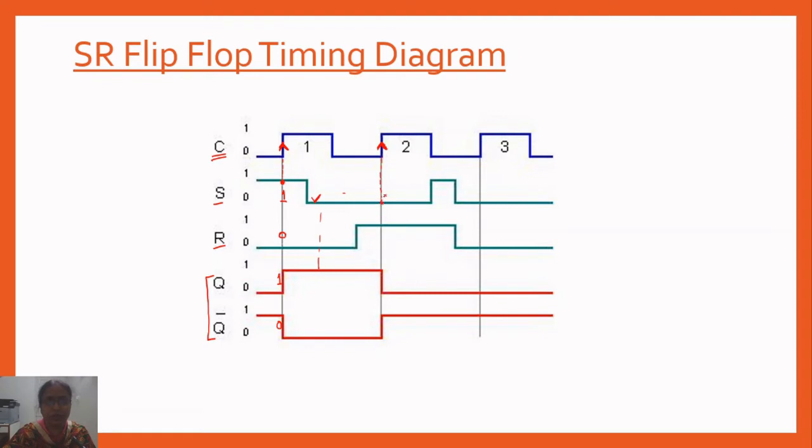At this instant of time, S is 0 and R is 1. So now the flip-flop will become reset. So now see, after the clock, Q is equal to 0 and Q bar is equal to 1. At the third instant of clock, S is 0, R is 0. So there will be no change in the output. Whatever the previous output was, that will continue as the present output. So like this we can make out the outputs from the timing diagram.